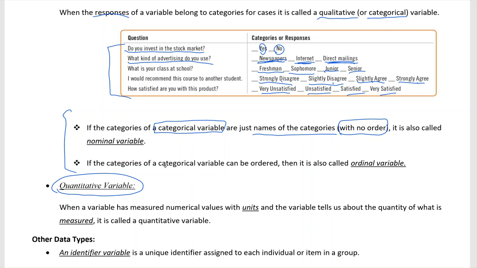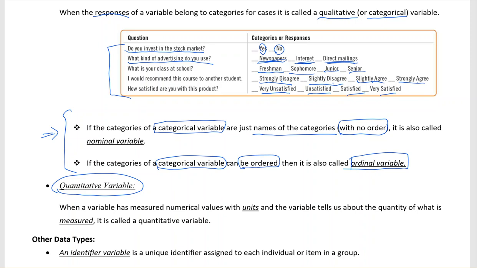Right, so let's talk about the other one too. If the categories of a categorical variable can be ordered, then it is also called an ordinal variable. Alright, so let's summarize these two types of categorical variables. First, this variable must be a categorical variable. This is the first thing you need to make sure. It is a categorical variable.